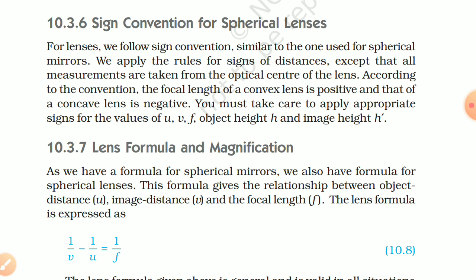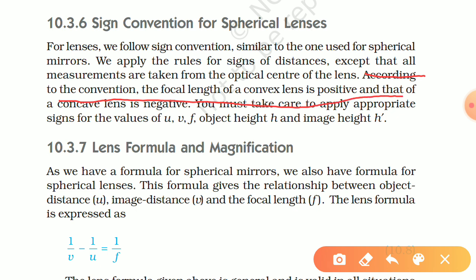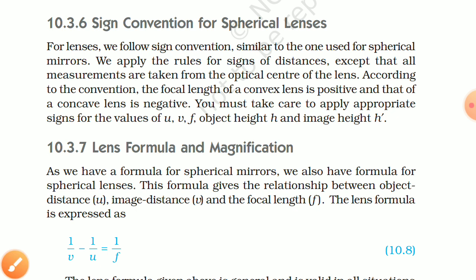According to the convention, the focal length of the convex lens is positive and that of a concave lens is negative. This thing please remember. Focal length of convex lens will be positive, whereas for concave lens it will be negative. So whenever your lens is a convex lens, then f will be positive, and if your lens is a concave lens, then your f will be negative.